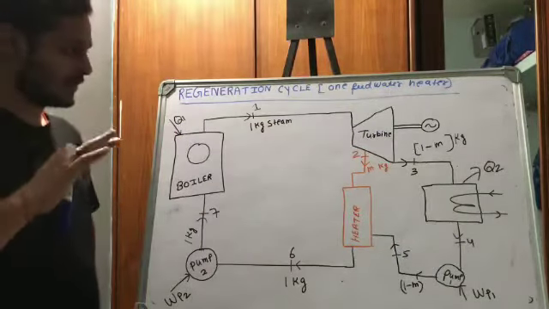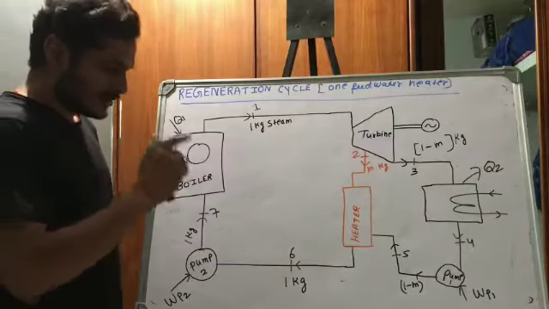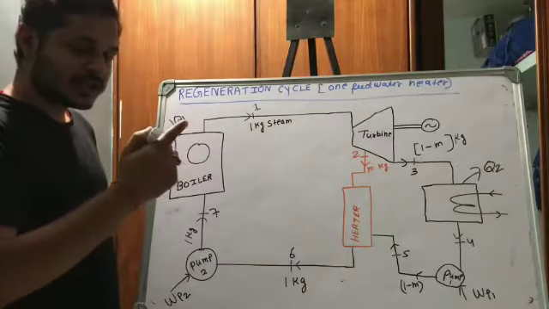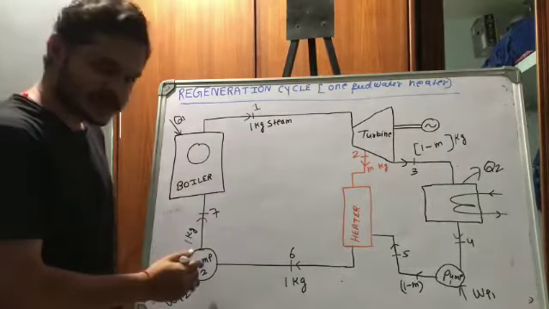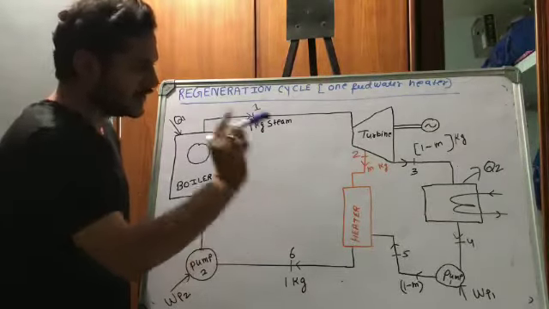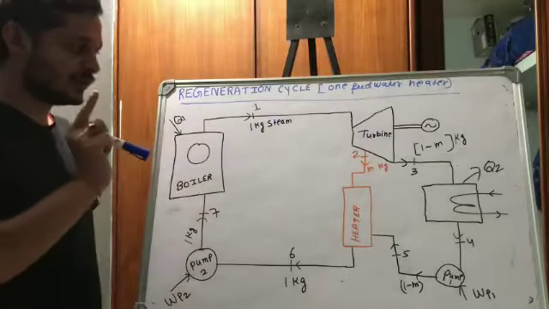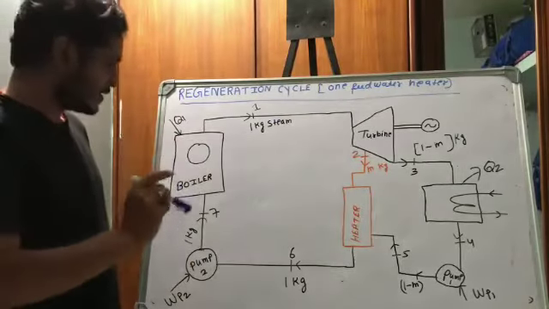Okay, from earlier. Now you can see what extra thing we are using with respect to the ideal Rankine cycle. One extra pump, see pump 2, and this heater. Now we will see what is happening here.